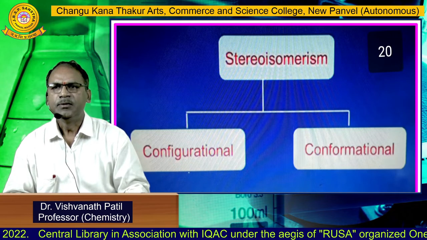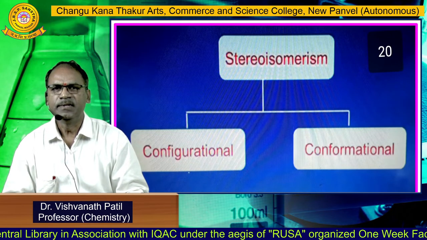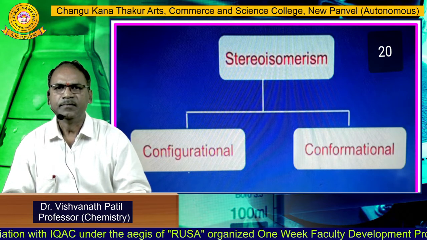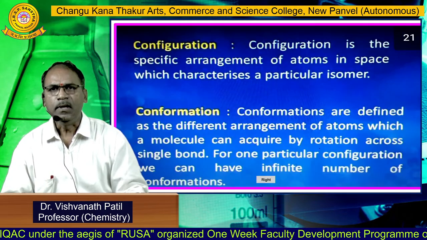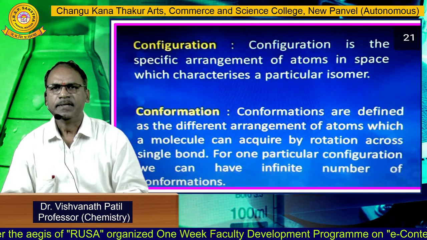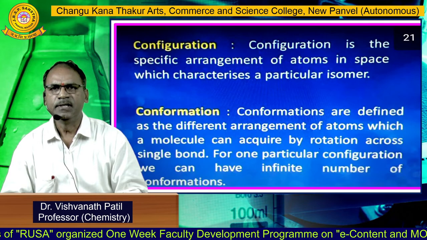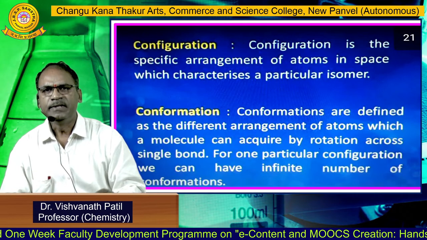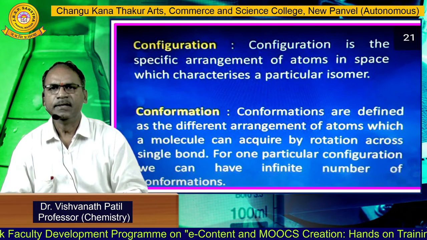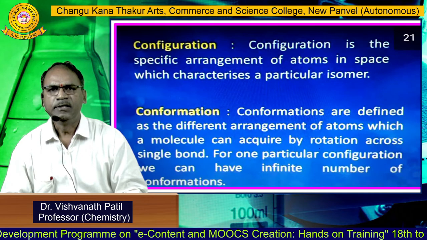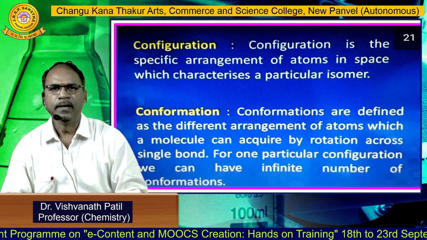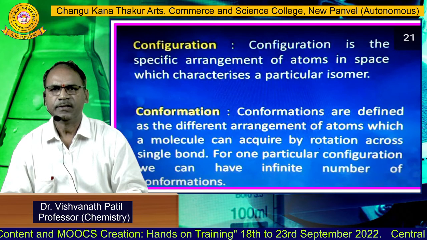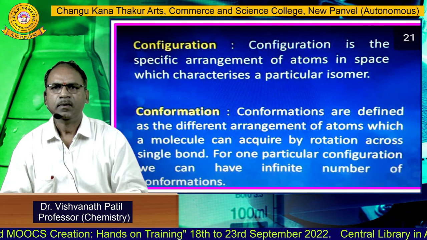Stereoisomerism is of two types. One is configurational isomers, and the other is conformational isomers. We'll see what configuration is and what conformation is. Configuration is a specific arrangement of atoms in space which characterizes a particular isomer. Conformations are the different arrangements of atoms which a molecule can acquire by rotation across the single bond for one particular configuration. We can have an infinite number of conformations.